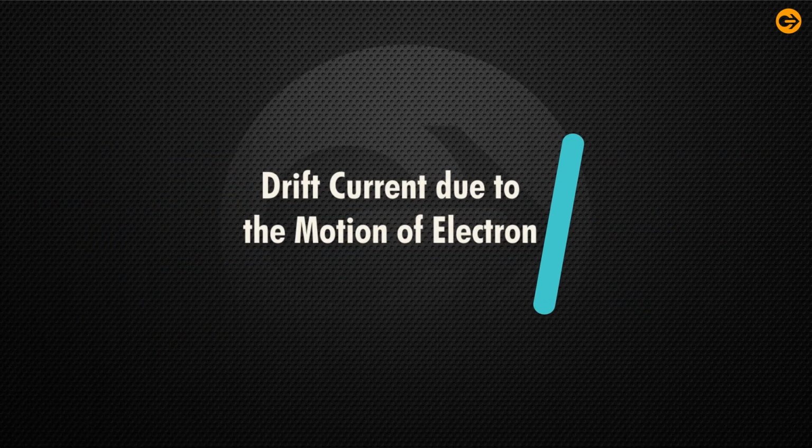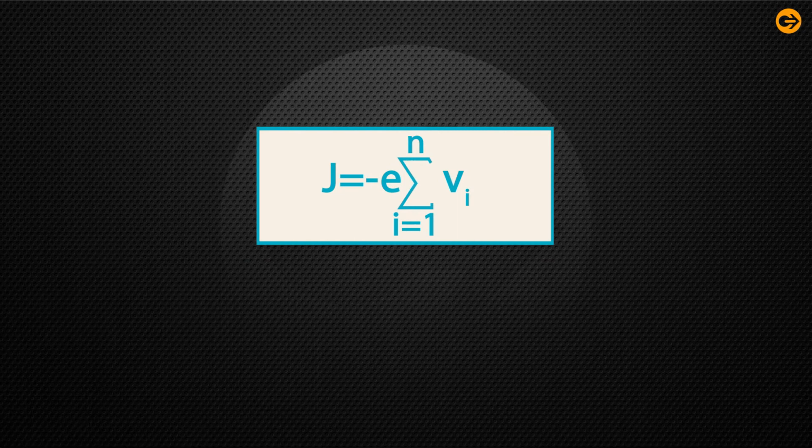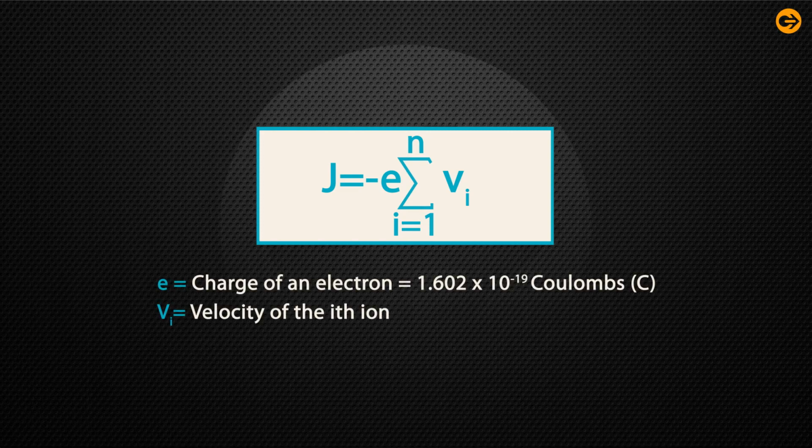Now, what is drift current due to the motion of an electron? We may write the drift current density due to motion of electrons as J = -e times the summation of Vi, where i goes from 1 to N, where e is the charge of an electron, that is 1.602 x 10^-19 coulomb, and Vi is the velocity of the ion.